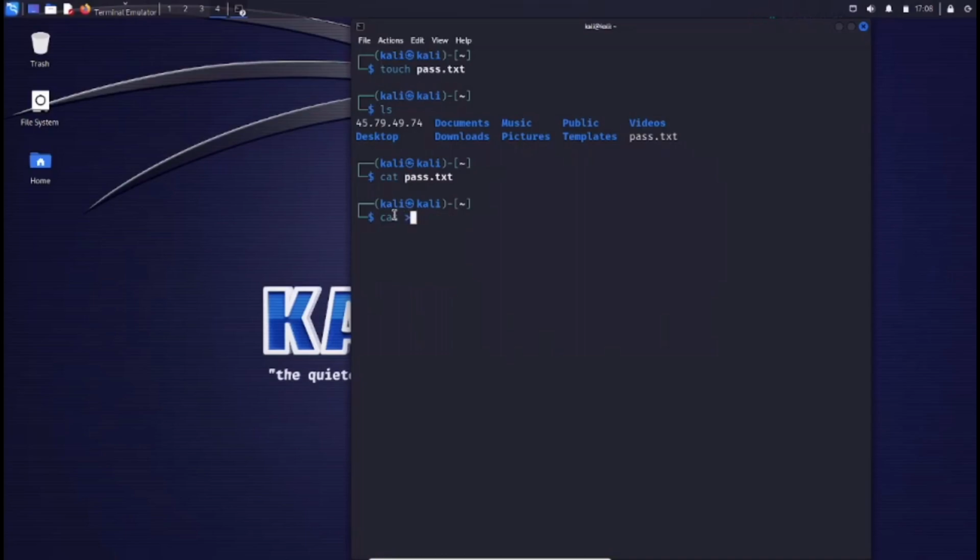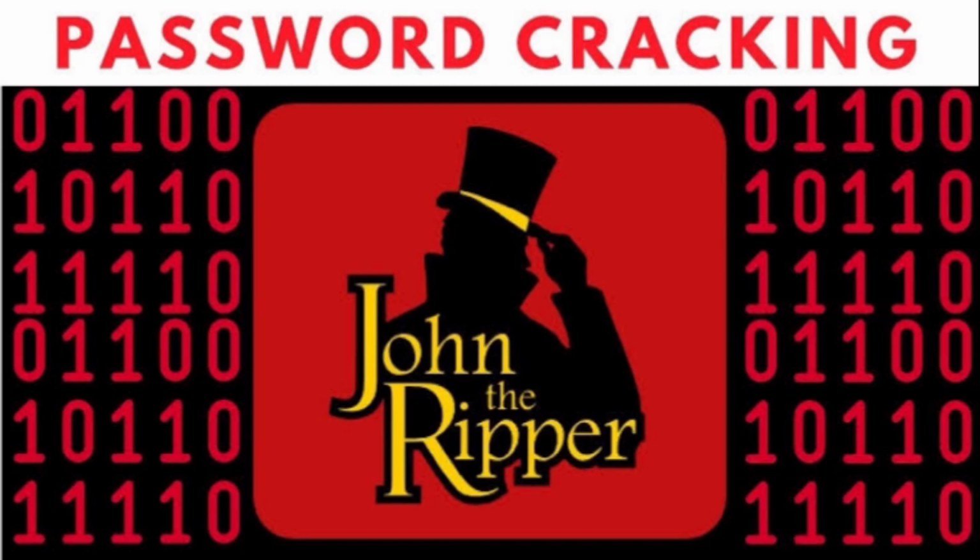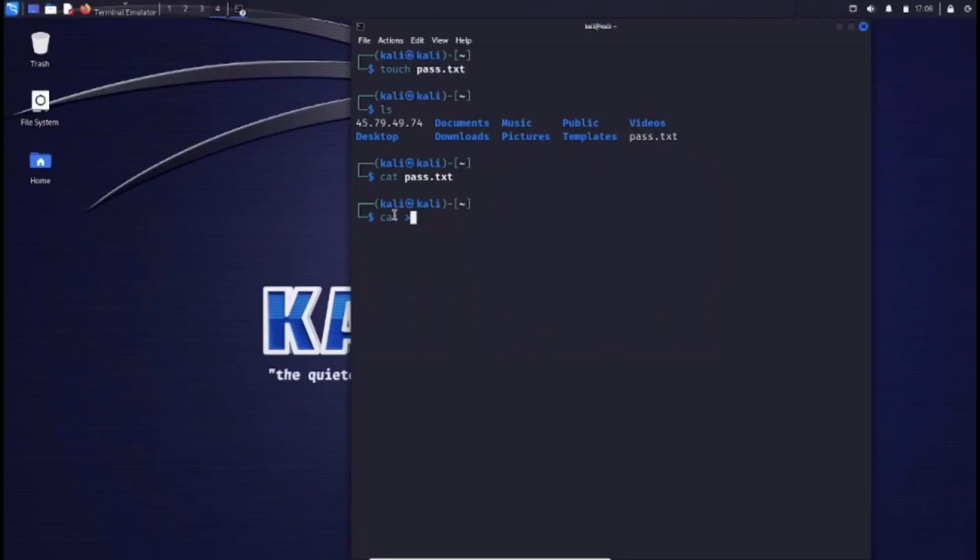Kali Linux comes with a wide range of tools and utilities pre-installed, including popular tools like Metasploit, Nmap, Wireshark, John the Ripper, Aircrack-ng, and many more. These tools assist security professionals in identifying and fixing vulnerabilities within computer systems and networks.